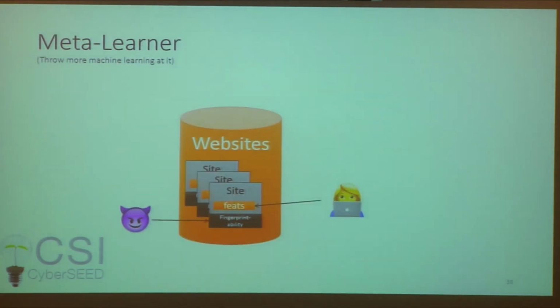And we do this through a meta-learner. And since this is a machine learning session, we're going to throw more machine learning at this problem. So here, we're the attacker. We have access to this huge database of web pages that we've come up with, and we can figure out how fingerprintable they are based on how well my classifier performs on them. But our web designer has access to these high-level features that she made, and also her fingerprintability score.